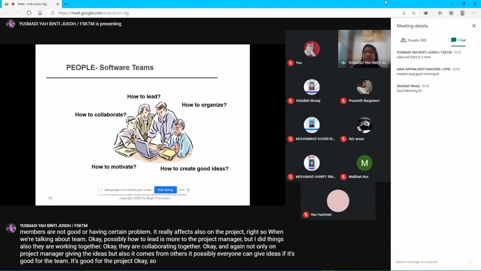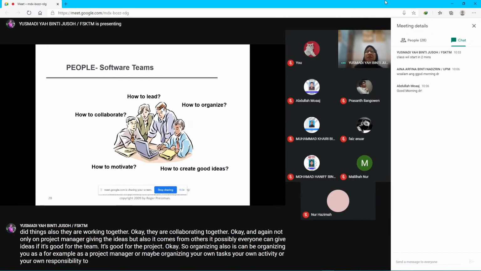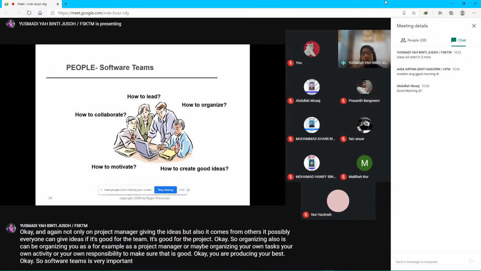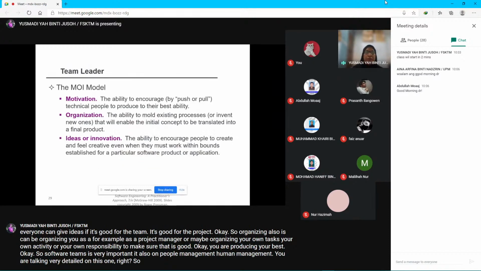Organizing can also be organizing yourself, for example as a project manager, or organizing your own task, your own activity, or your own responsibility to make sure you are producing your best. So software teams are very important. Later, on people management, human management, we will talk about this in detail. So this is the team leader.